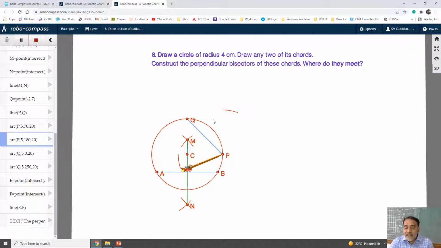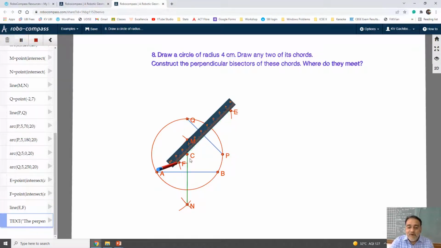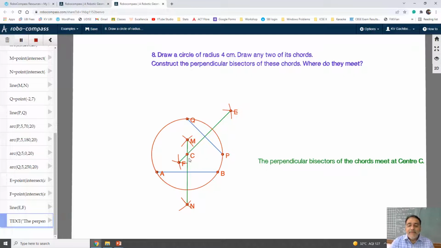नाउ विथ सेम रेडियस विथ सेंटर Q वी आर गोइंग टू ड्रॉ टू आर्क्स ऑन बोथ साइड्स. ठीक है, इस साइड ड्रॉ किए, अब इस साइड हम लोग ड्रॉ कर रहे हैं. नाउ बोथ विल इंटरसेक्ट एट पॉइंट E एंड F. इसको E ले लेते हैं और इसको F. आफ्टर दैट वी विल जॉइन EF. ठीक है, EF ज्वाइन करने के बाद नाउ वी विल चेक वेयर दे इंटरसेक्ट, वेयर दे मीट. दे आर इंटरसेक्टिंग एट पॉइंट सेंटर. द परपेंडिकुलर बाइसेक्टर ऑफ द chords meet at center C. So this is question number 8.